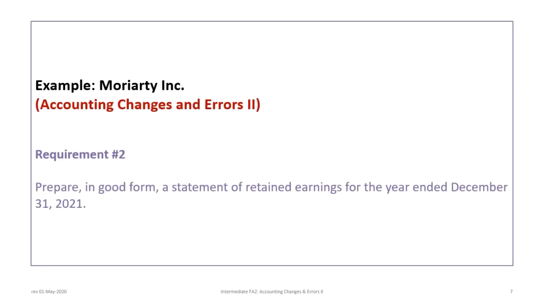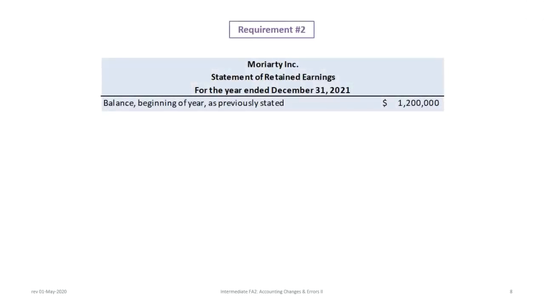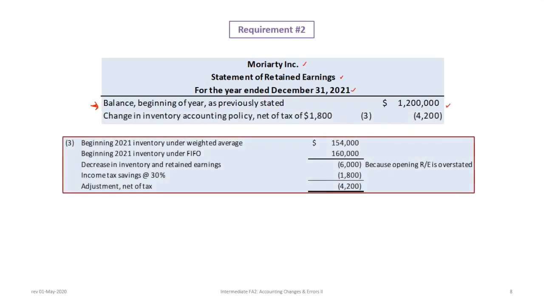The second requirement will be to prepare in good form a statement of retained earnings for the year ended December 31st, 2021. So in good form, right? Company name, Moriarty Inc., statement of retained earnings, year ended December 31st, 2021. We always start with the balance at the beginning of the year as previously stated. So $1,200,000 is what was previously reported.